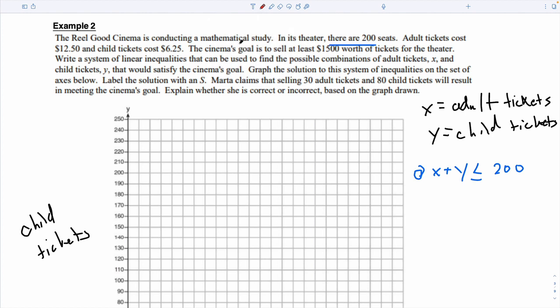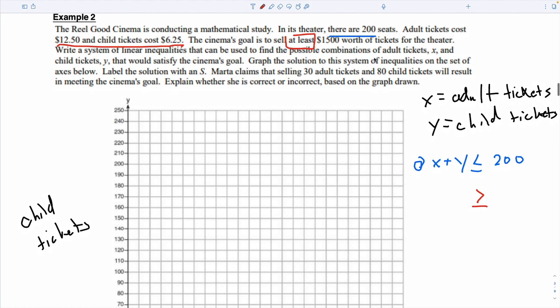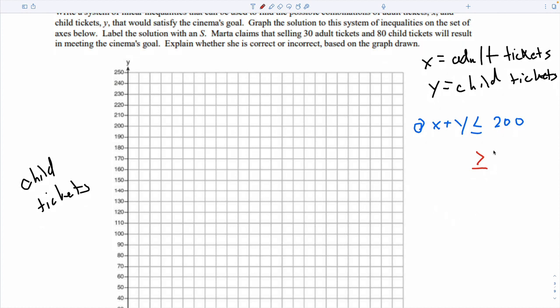The second one, they say that an adult ticket costs $12.50, a child ticket costs $6.25, and the goal is to sell at least 1,500. What could I add together that would give me an inequality that includes the total amount made? Tony. 1,500 is less than or equal to 12.50x plus 6.25y.